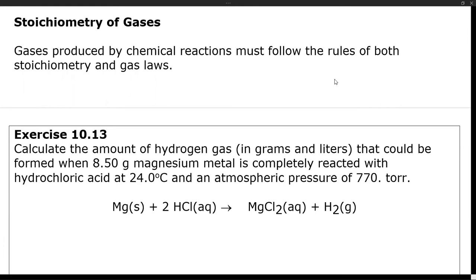So in our case, we want to calculate the amount of hydrogen gas in grams and liters that could be formed when 8.5 grams of magnesium metal is completely reacted with hydrochloric acid at 24 degrees Celsius, and the current barometric pressure is 770 torr.